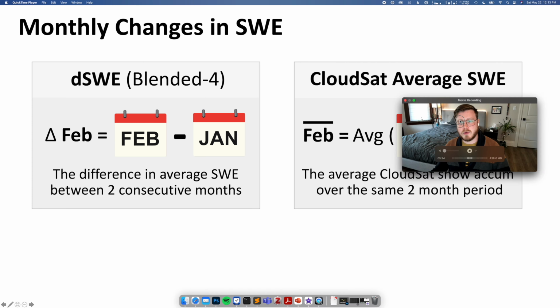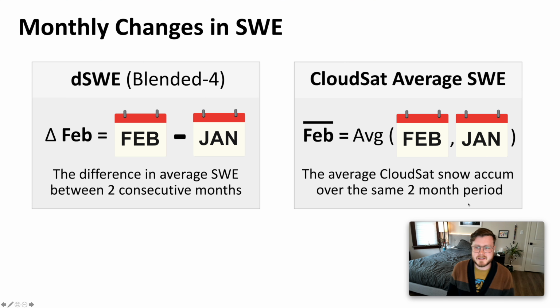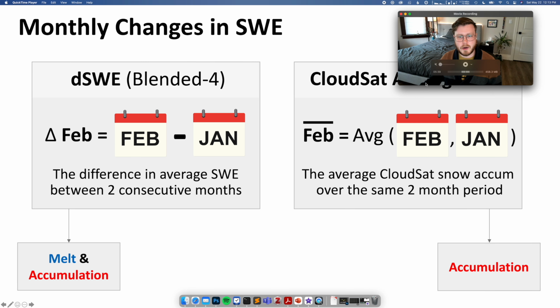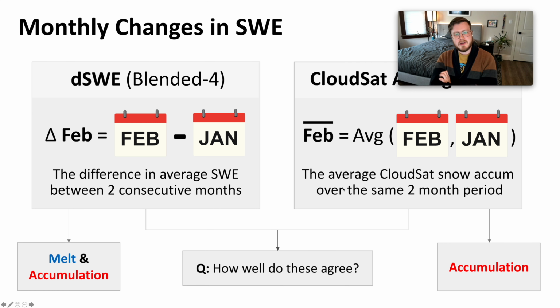And the corresponding quantity that we compare with CloudSat is the average SWE over that period. So over the same 2 months, we just calculate the average amount of snow accumulation occurring. And then we basically compare these two quantities to see how well they align. One thing to note is that CloudSat can only see accumulation. Meanwhile, the delta SWE value gives information on both accumulation and melt. And so it's important to note that we've restricted our analysis to strictly frozen months where the daily max temperatures are strictly less than 0 for the entire month to really focus in on these accumulation periods. So we're comparing like with like here.